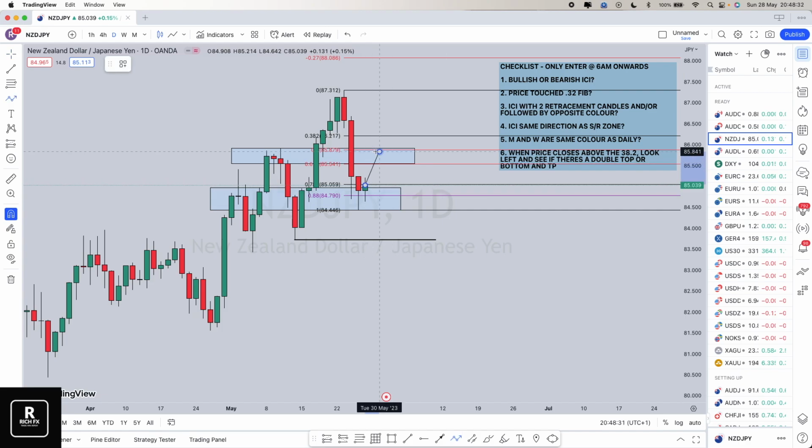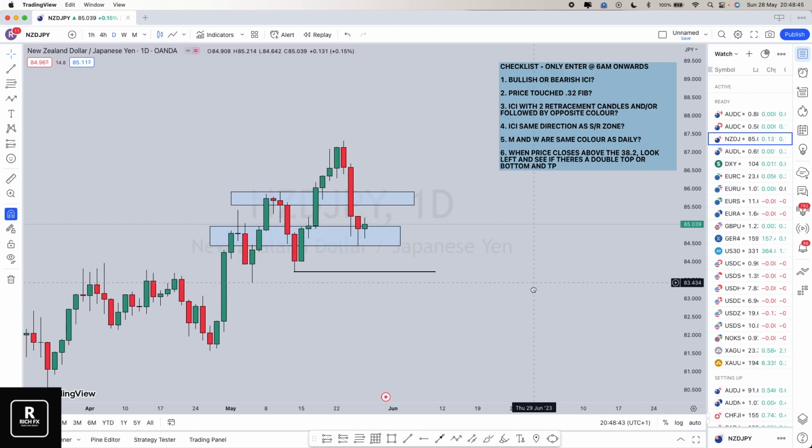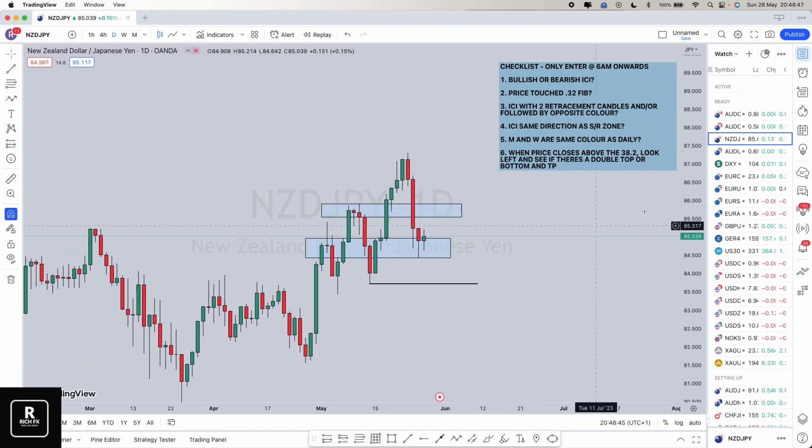Price could come up here, right, which is where your flip zone is as well. Retest the 61.8 and then shoot off, right? So I'd still look for buys until price breaks below this low, as I said. So this actually looks like a nice trade.